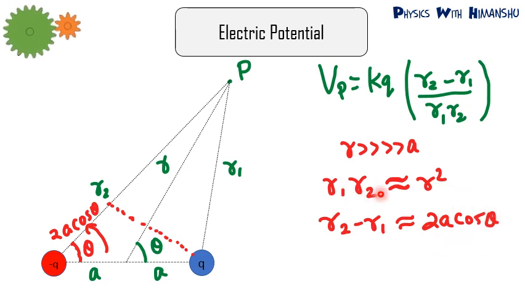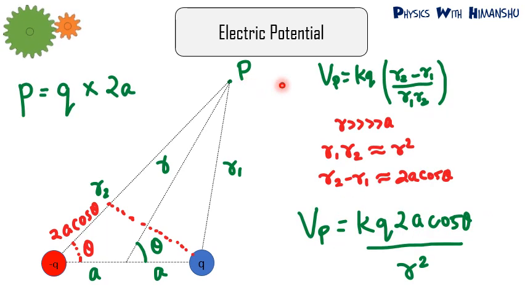So r1 into r2 can be written as r square, and r2 minus r1 can be written as 2a cos theta. Putting the values of r1 r2 and r2 minus r1 into the formula for k, in place of r2 minus r1 we have 2a cos theta, and in place of r1 r2 we have r square. But the dipole moment P is q into 2a, so q into 2a can be replaced by P.